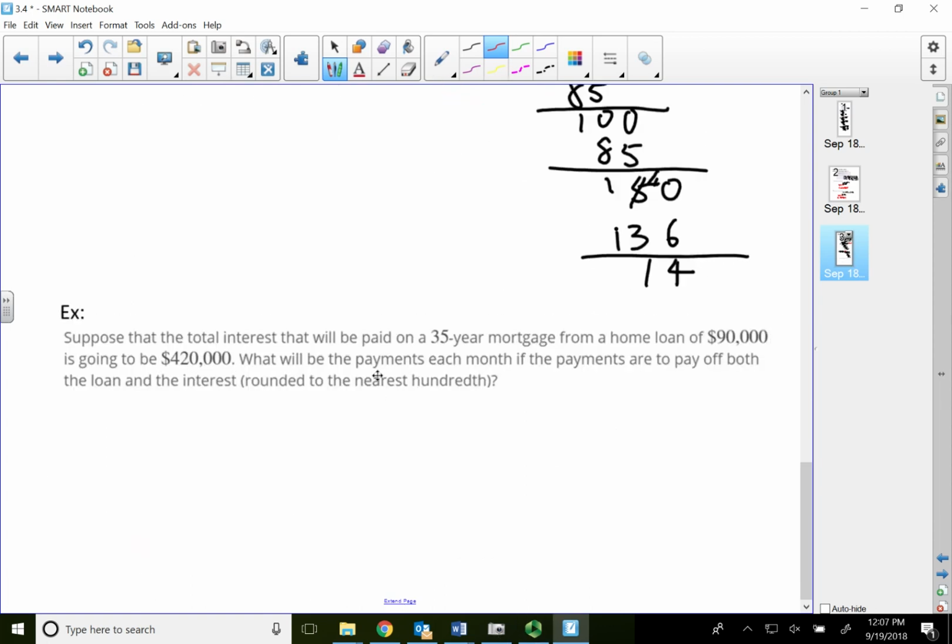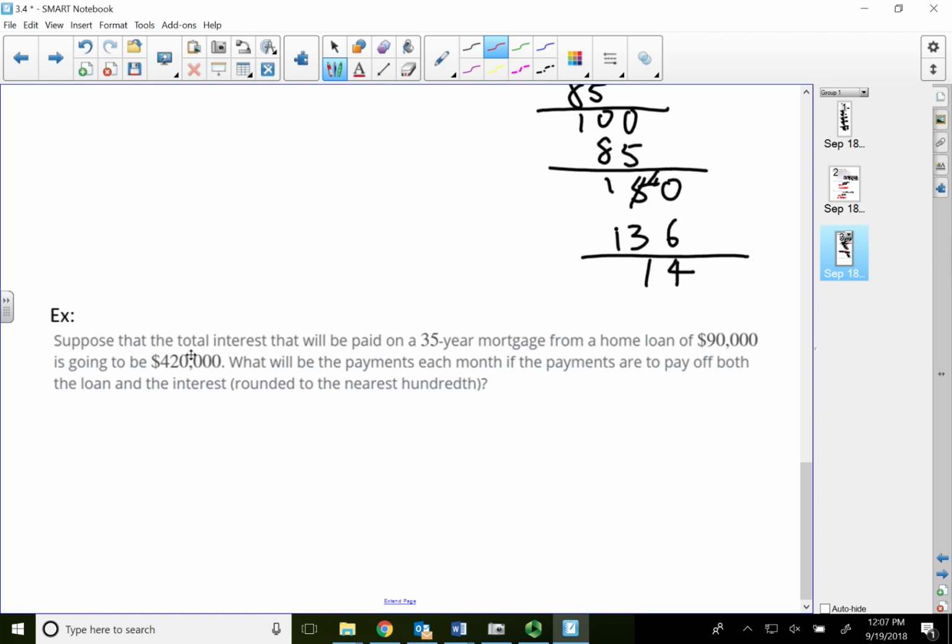All right, this is a pretty big problem. Suppose that the total interest that will be paid on a 35-year mortgage from a home loan of $90,000 is going to be $420,000. So this is kind of strange wording. I only borrowed $90,000, but 35 years later, the total interest paid throughout the entire 35 years is $420,000. And yes, that is actually correct.